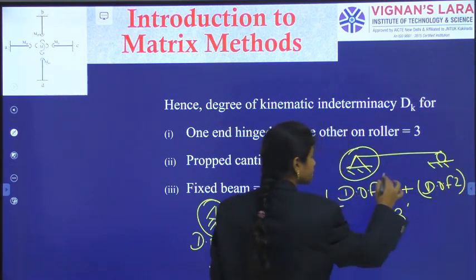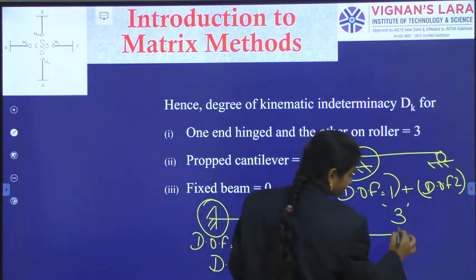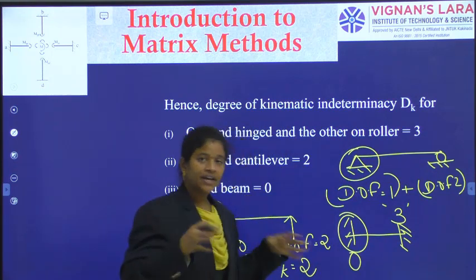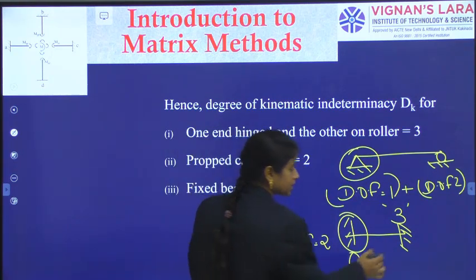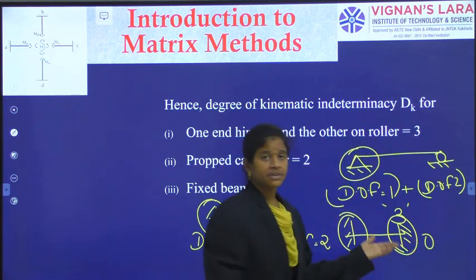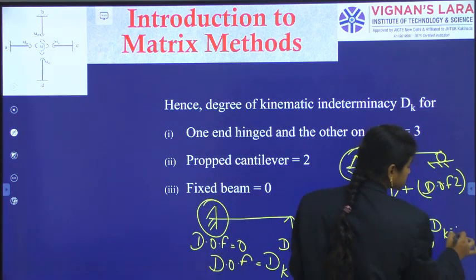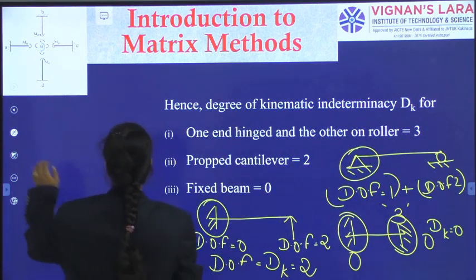Summation. And for the fixed beam, as it is not showing any freedom, no freedom is there. So, the total degree of kinematic indeterminacy for the fixed beam is 0.